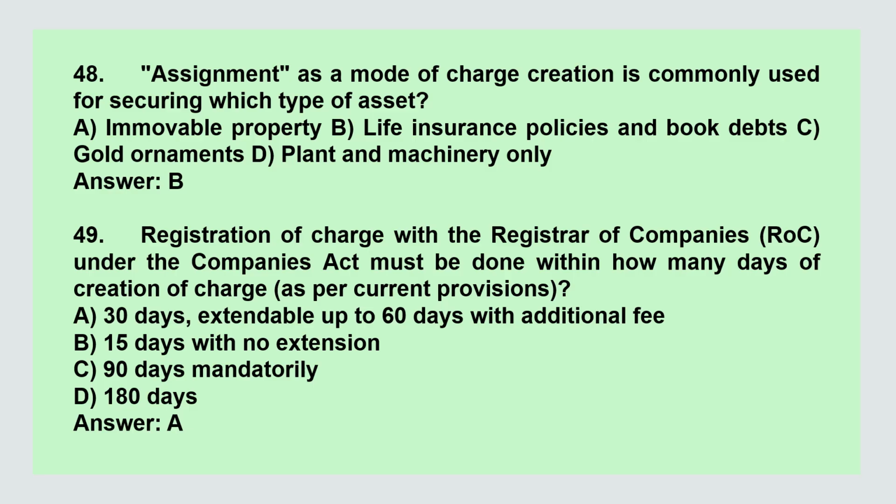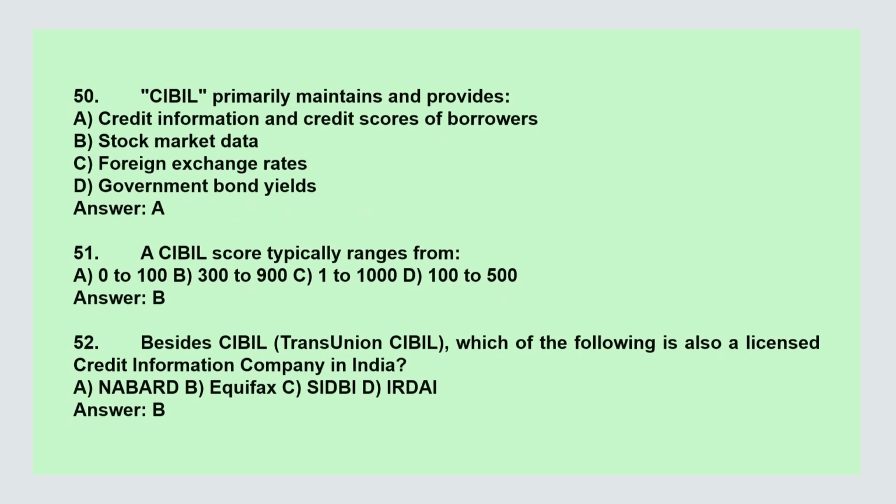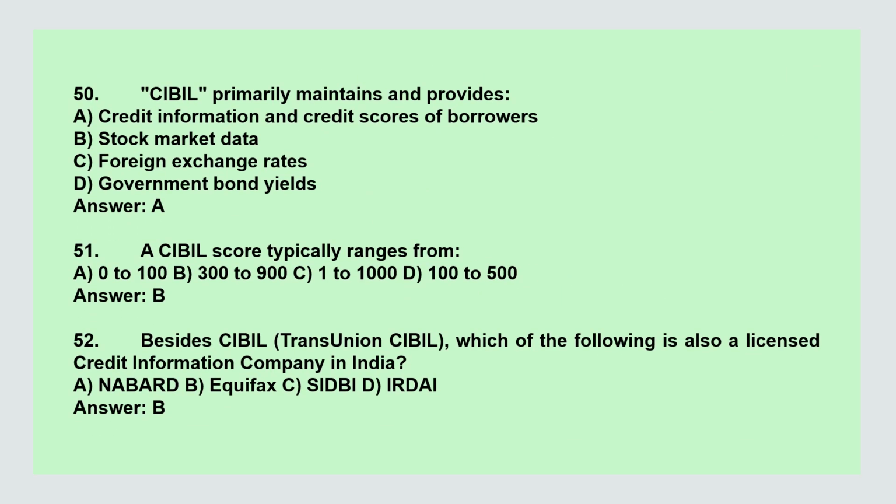Registration of charge with the Registrar of Companies (ROC) under the Companies Act must be done within how many days of creation of charge as per current provisions? Answer A, 30 days, extendable up to 60 days with additional fee. CIBIL primarily maintains and provides answer A, credit information and credit scores of borrowers. The CIBIL score typically ranges from answer B, 300 to 900. Besides CIBIL, TransUnion CIBIL, which of the following is also a licensed credit information company in India? Answer B, Equifax.